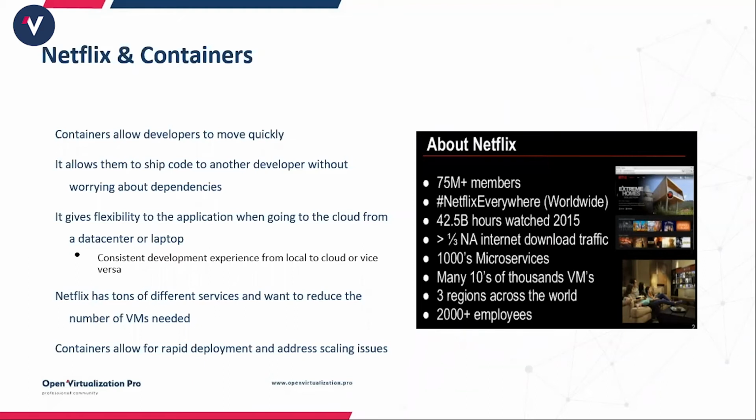And one of the early adopters that we have over here in the States is a company called Netflix, and I'm sure you've all heard of it as well. They allow people to watch movies and TV content worldwide. In fact, some stats here on the right-hand side. Currently they have about 75 million plus members. An estimated third of all North American internet download traffic is from Netflix.